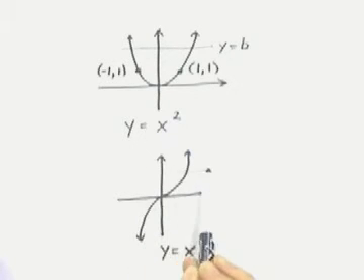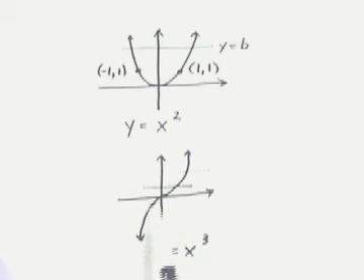What we notice here is that whenever I draw a horizontal line, the horizontal line can only intersect the graph of the function in at most one spot. Therefore, the function y equals x cubed is one-to-one.